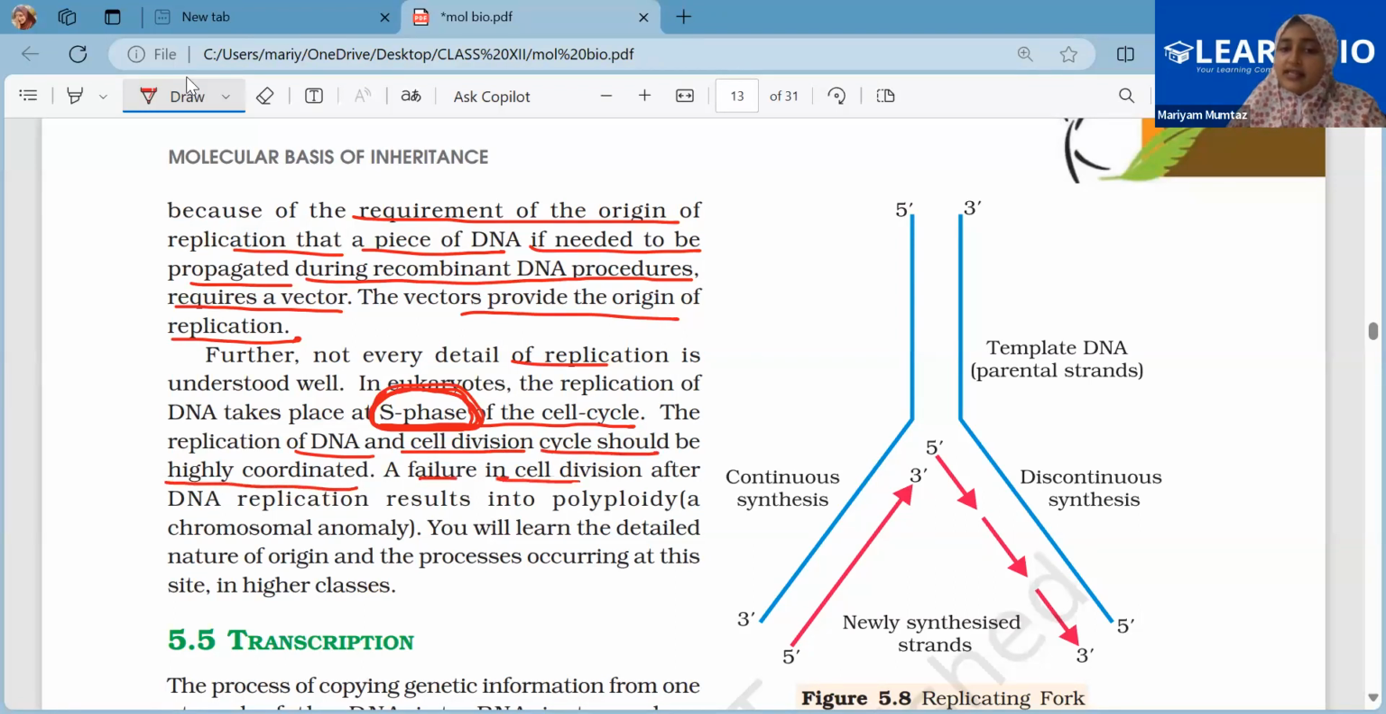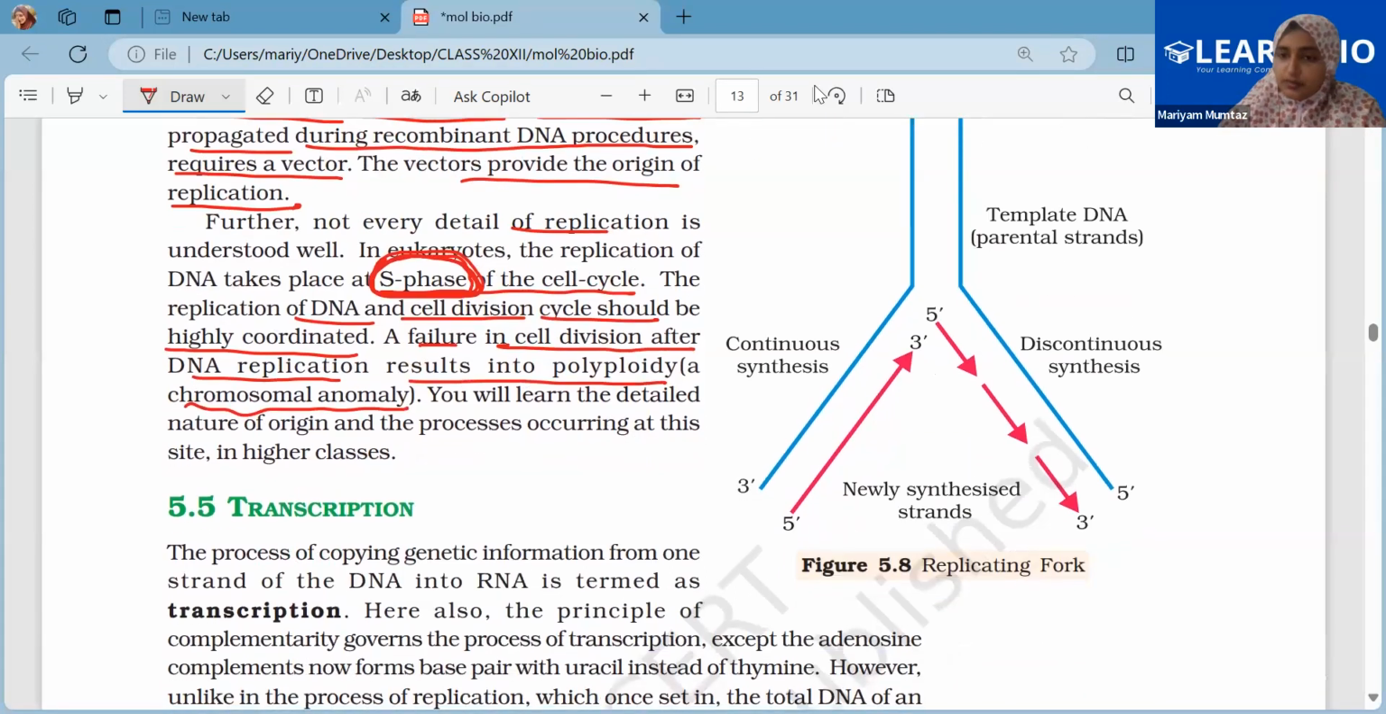The replication of DNA and cell division cycles should be highly coordinated. A failure in cell division after replication results in polyploidy. Polyploidy is one cell with multiple nuclei that fail to form the cell wall. The cell did not divide and one cell has more than one nuclei. So, not actually more than one nuclei, but multiple DNA strands are present, and that is a polyploidy situation, which is a chromosomal anomaly. Chromosomal anomaly means chromosomal abnormality. So this is how the replication process happens.